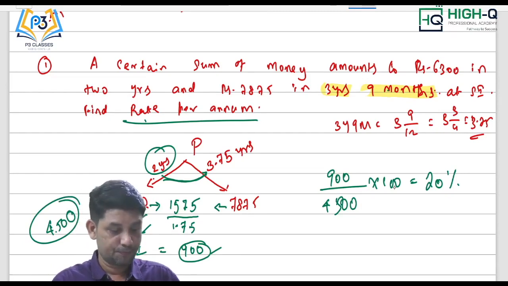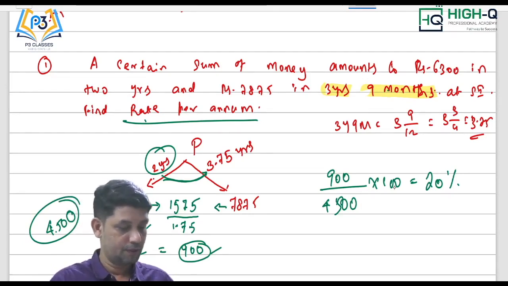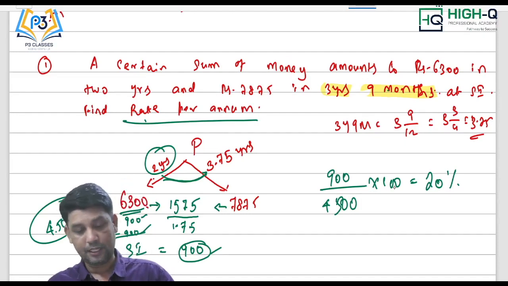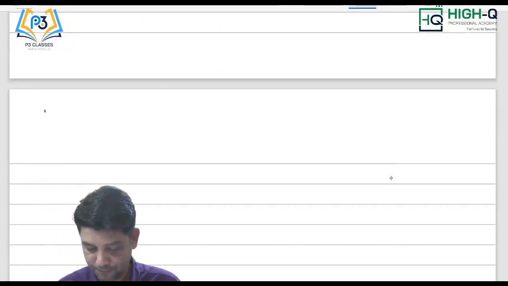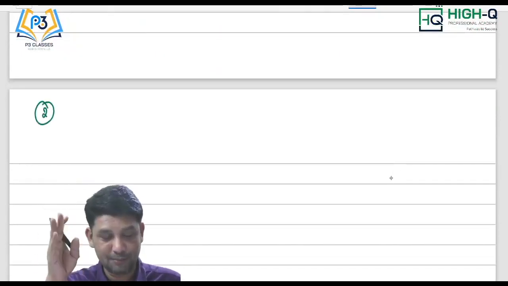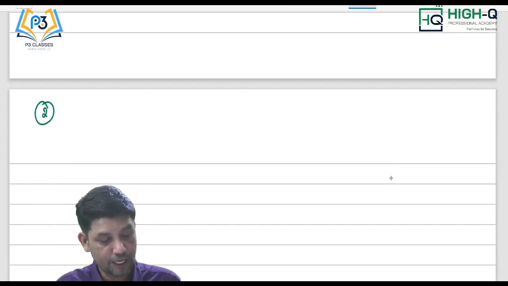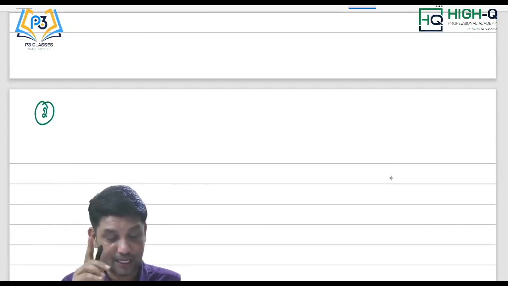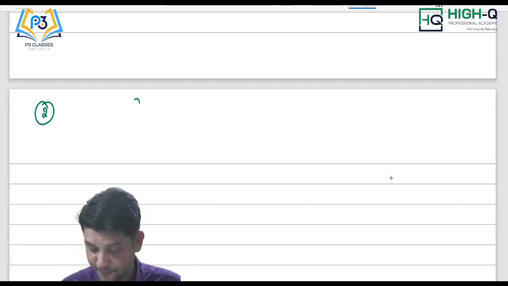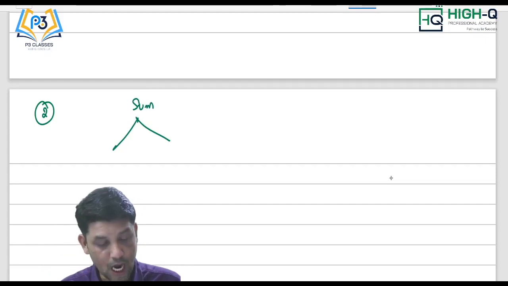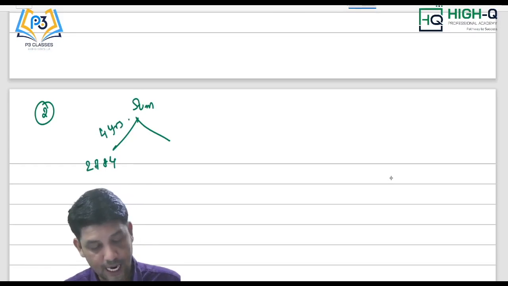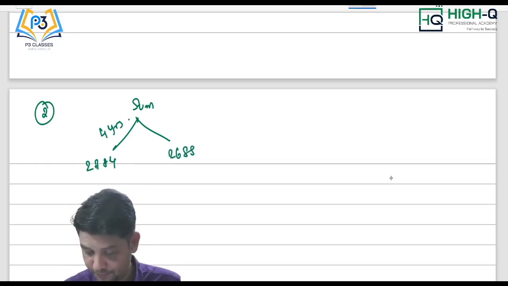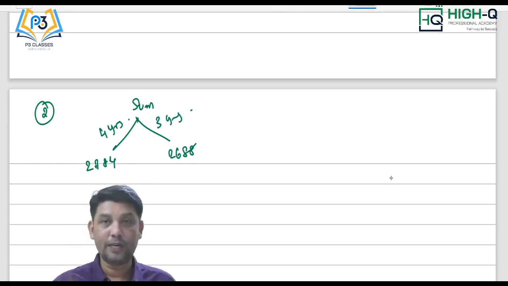Now look at this. I'm reading the question. I'm not going to write a similar type of question. Let us not waste my time. What is the rate of simple interest if a sum of money amounts to 2784 in 4 years and 2688 in 3 years? Wow. We need to find the rate of interest.